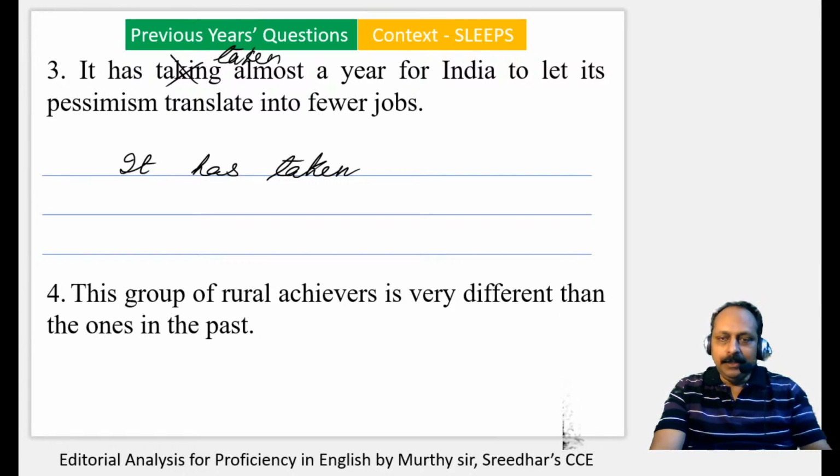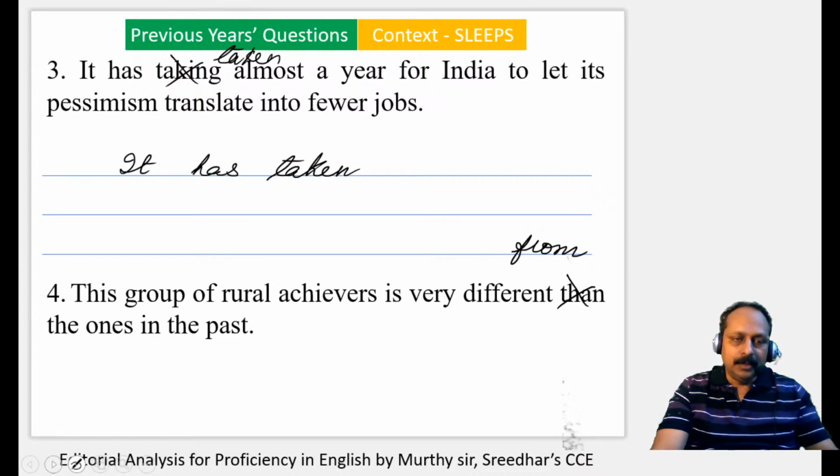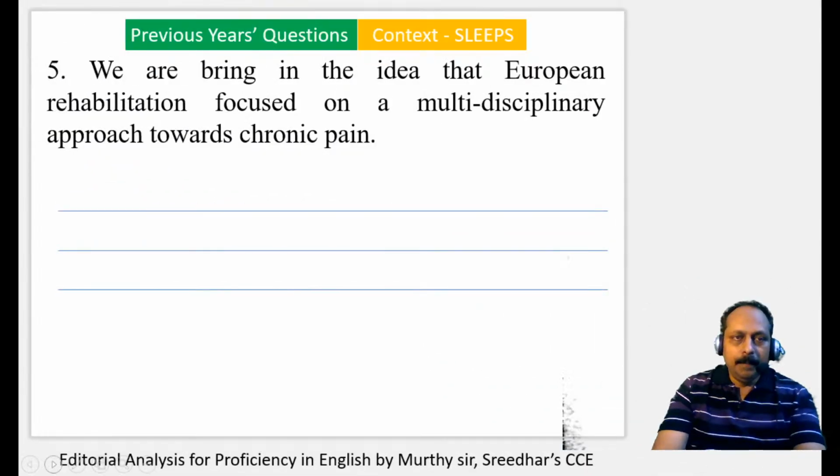Is it different than or different from? It is not than. It should be different from. This has been given in so many exams. Do remember the preposition different from, not different than. Please go to the last question from previous year's papers.